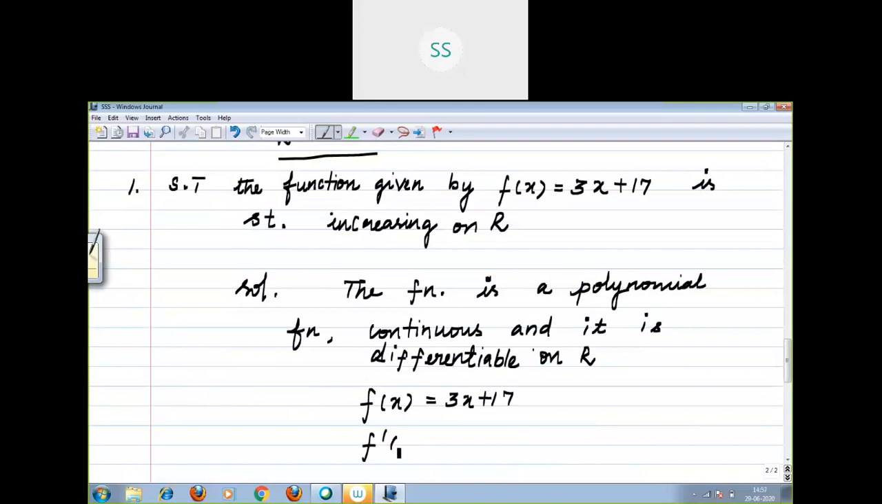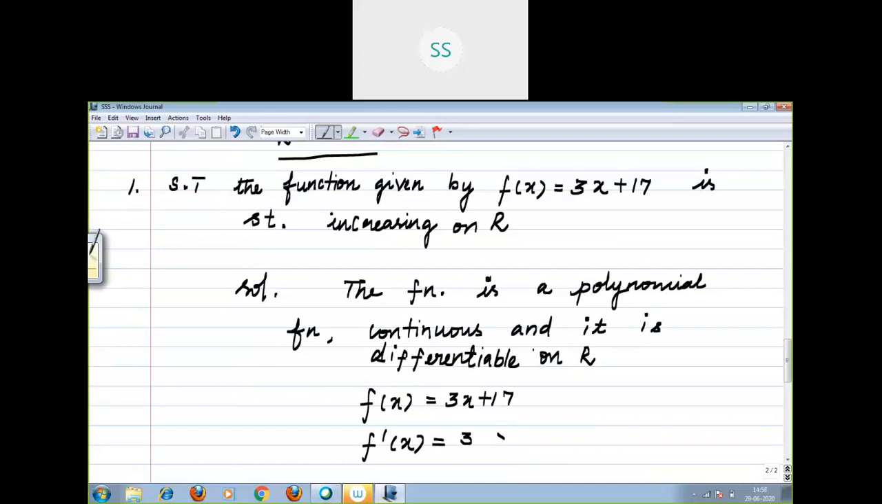Next, derivative. You are going to differentiate. When you differentiate 3x, what will you get? 3. Here also you are applying the derivative of x power n equal to n into x power n minus 1. When you differentiate 17, you will get 0. So, f dash of x equal to 3. Here there is no x. You can't substitute the value of x and check.